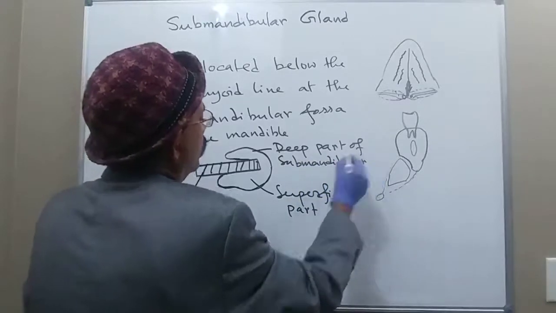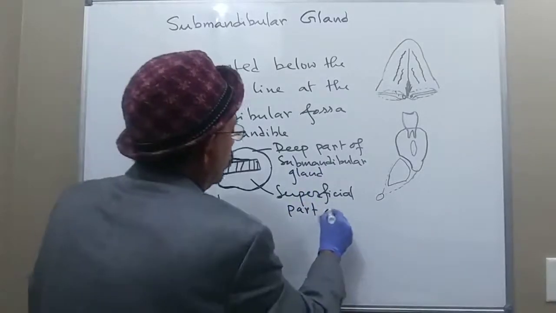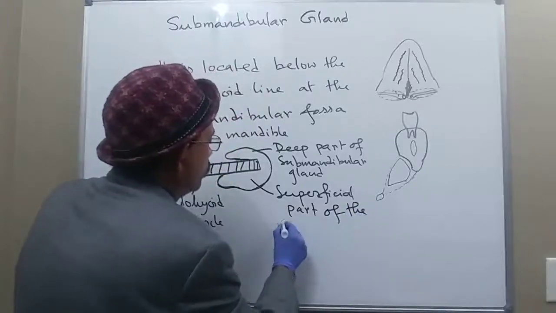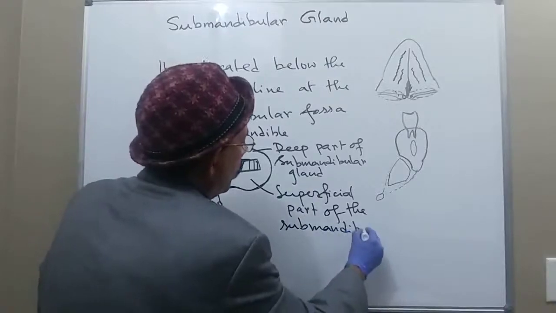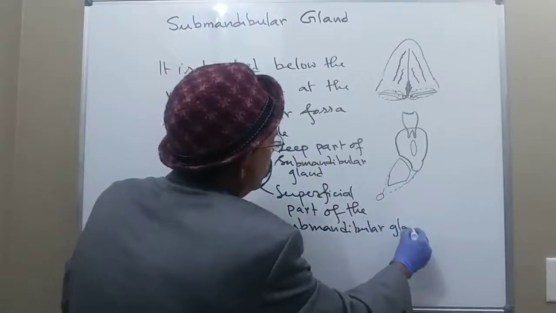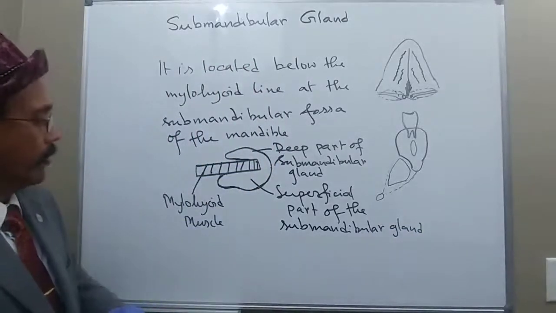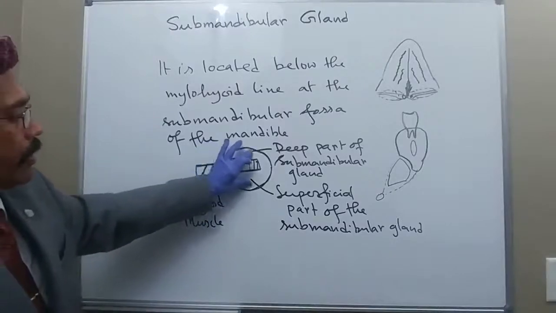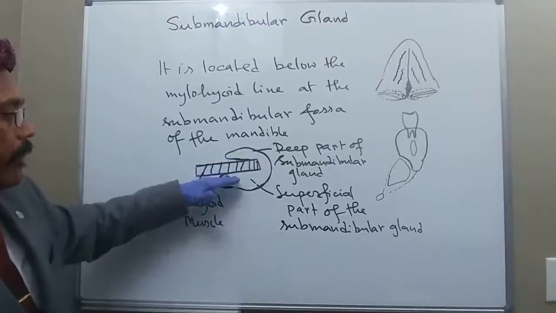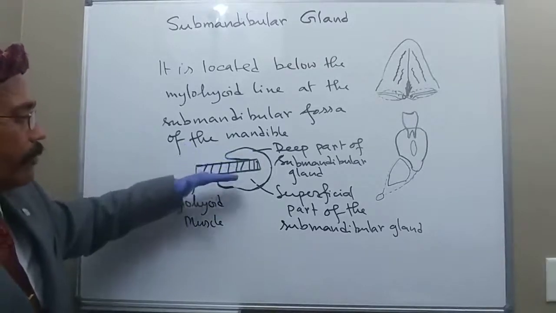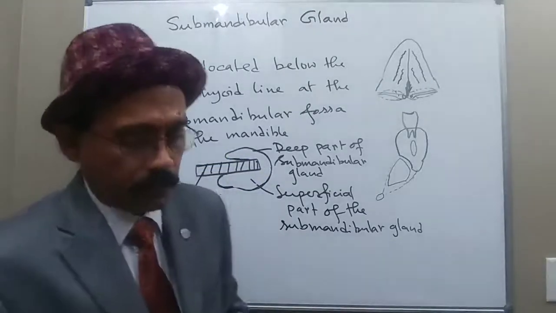Okay, we got that, the relationship and the parts of the submandibular gland. So this entire part is the submandibular gland. This is the deep part, and this is the superficial part. The superficial part is below the mylohyoid muscle. The deep part is above the mylohyoid muscle. We got that.